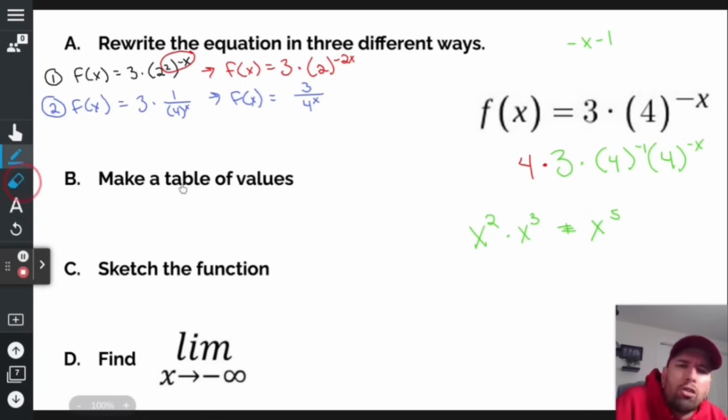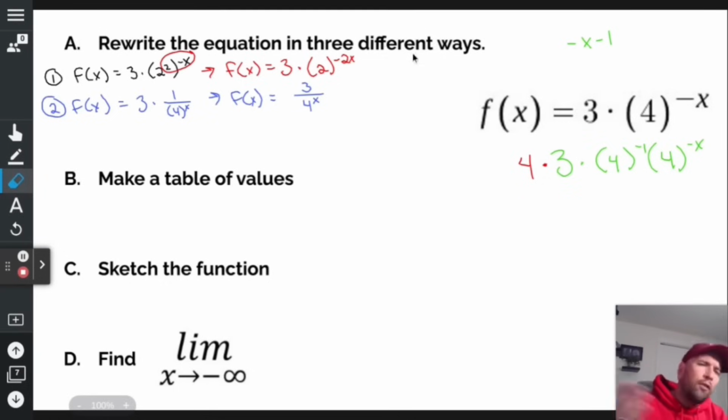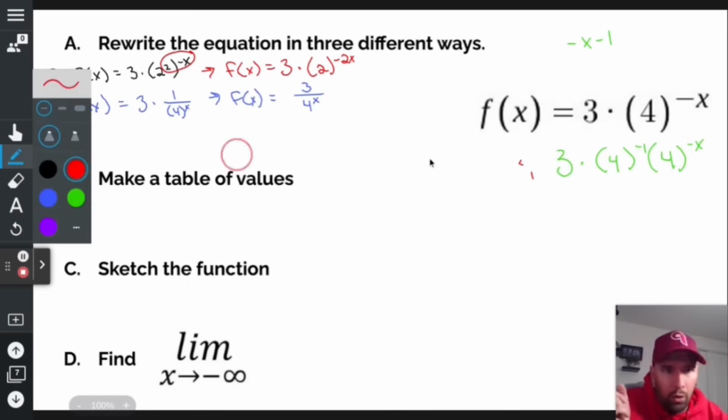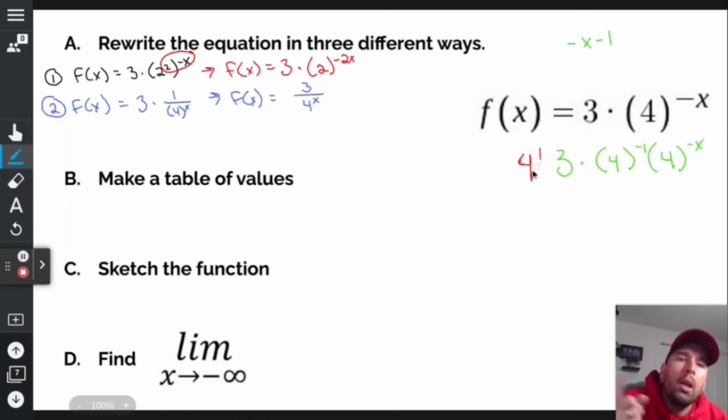So again, I'm just turning this into a very bizarre problem because it says write this equation in 3 different ways. In a previous problem, I had mentioned x minus 1, so I'm doing negative x minus 1. And in order to turn negative x into negative x minus 1, I take the base and multiply it by that base to the negative 1. But I can't just multiply by 4 to the negative 1. So to balance it out, I multiply by 4 to the regular 1, or just 4. And that balances things out.